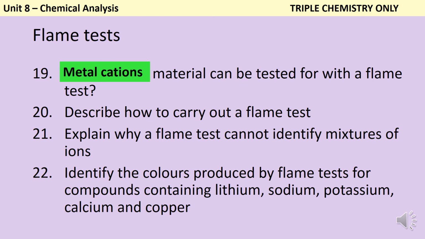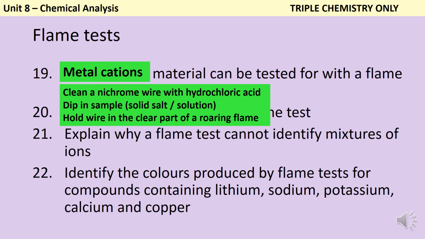Metal cations can be tested for with flame tests, and in order to do a flame test, you clean a nichrome wire with hydrochloric acid to remove anything that's already on it. Then you dip it into the sample, which is a solid salt or it could be a solution, and then you hold the wire in the clear part of a roaring flame until you can see what the colour is.